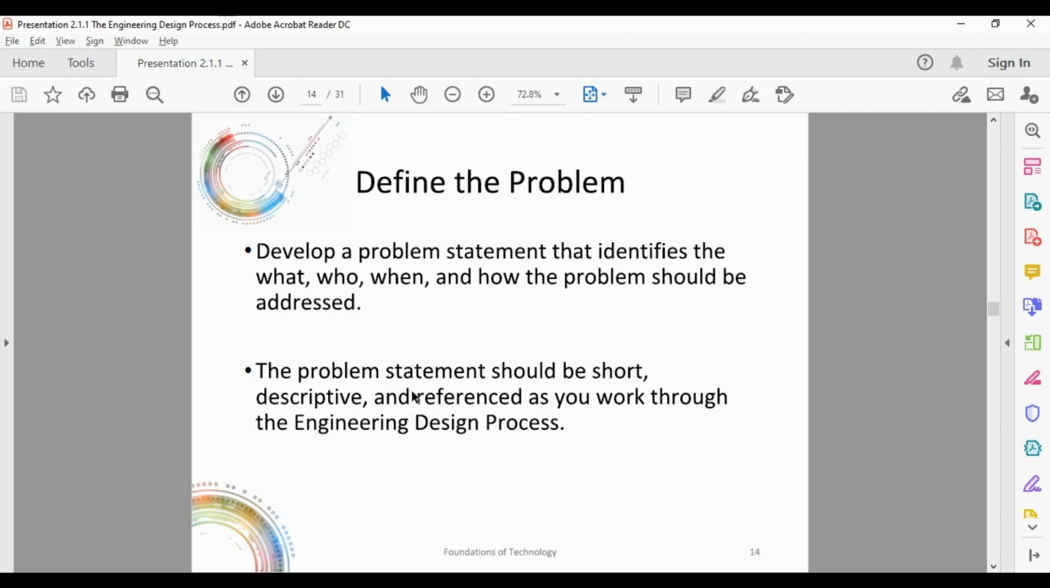The problem statement should be short, descriptive, and reference as you work through the EDP. So, don't write a novel. Write enough information. If it can be said in 10 words, use 10. Don't use 8. Don't use 20. You want to use the bare minimum that adequately describes the problem, but yet completely describes the problem.